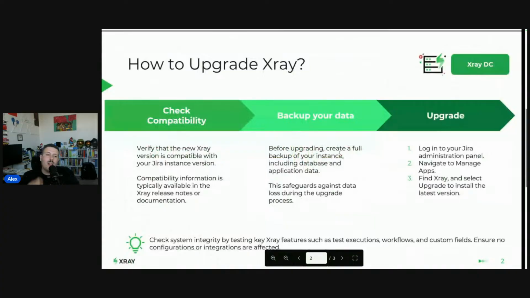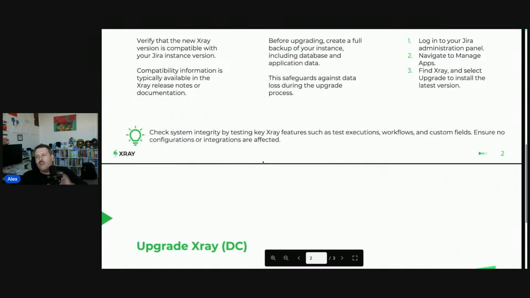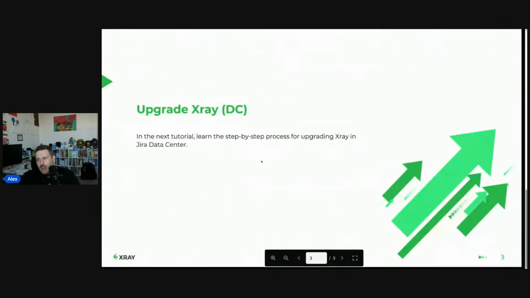Compatibility information is typically available on the Xray release notes and documentation. Before upgrading, create a full backup of your instance, including database and application. This safeguards against data loss during the upgrade process. So log into your Jira, navigate to manage apps, find Xray, and then install. In the cloud, folks, it's much easier than this. You just click an update button. In fact, most of the time, it just updates by itself.